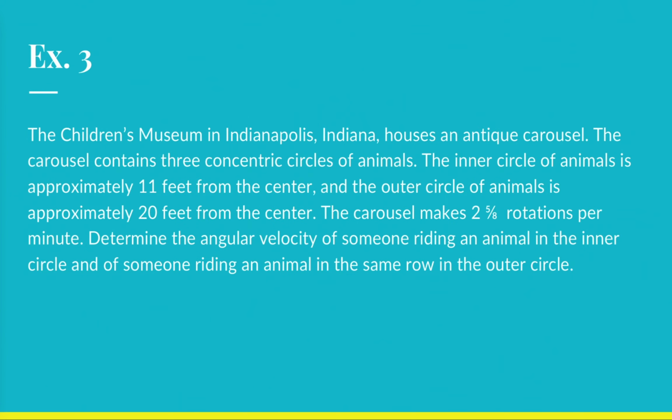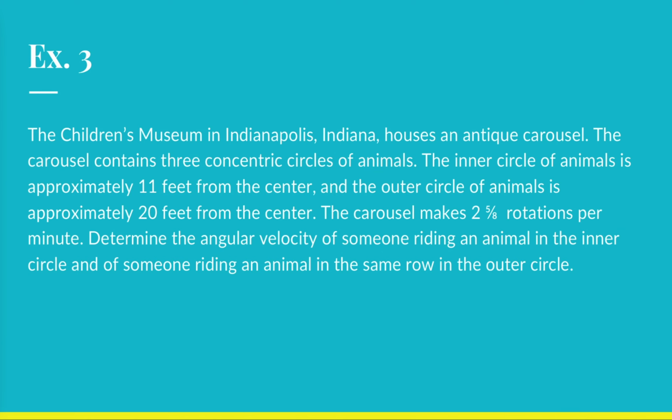The Children's Museum in Indianapolis, Indiana, houses an antique carousel. The carousel contains 3 concentric circles of animals. The inner circle of animals is approximately 11 feet from the center, and the outer circle of animals is approximately 20 feet from the center. The carousel makes 2 5/8 rotations per minute. Determine the angular velocity of someone riding an animal in the inner circle and of someone riding an animal in the same row in the outer circle.